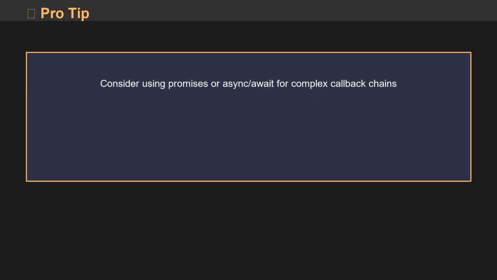For complex callback chains, consider using promises or async/await instead. While callbacks are powerful, they can become unwieldy when dealing with many asynchronous operations. Promises and async/await provide cleaner alternatives for managing multiple asynchronous operations.